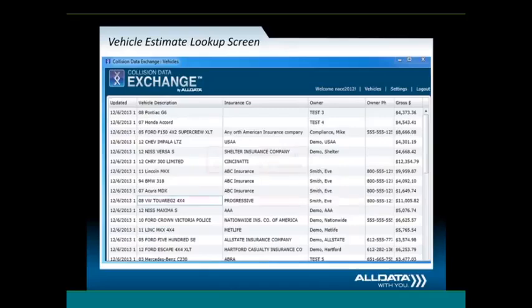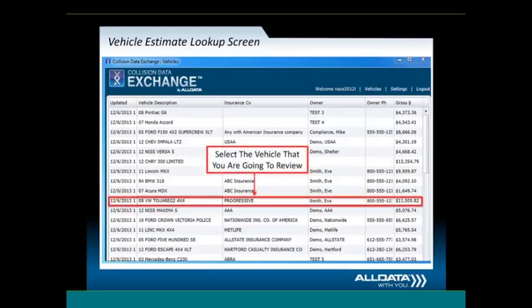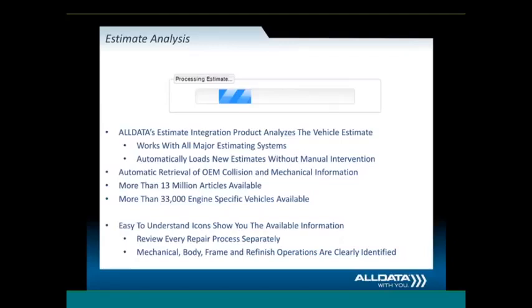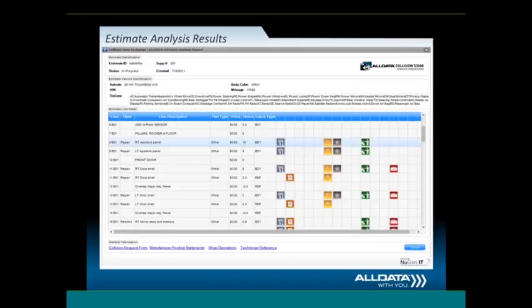For example, we have chosen a VW Touareg today. That's in a shop with quite a bit of damage on it. I'm going to select a vehicle from our list of estimates. After selecting the vehicle to be reviewed, ALLDATA goes to work. We provide you with information to properly repair this vehicle after we search through 33,000 engine-specific vehicles with over 13 million articles to find the information that you need to see. The analysis results display an icon for each set of information available on a line-by-line basis according to your estimate.